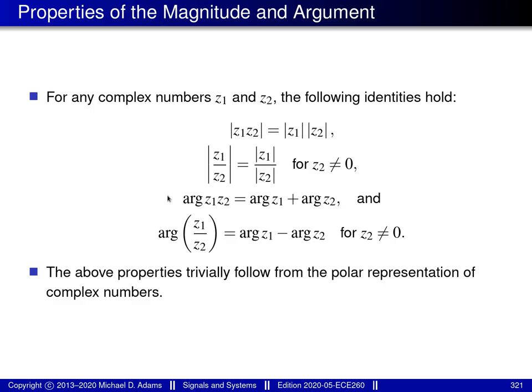The argument of a product is the sum of the individual arguments, and the argument of a quotient is the difference between the individual arguments. In particular, we're subtracting the argument of the denominator from the argument of the numerator. And again, we're assuming that z2 is not 0 because you're not allowed to divide by 0. Essentially these properties all follow quite trivially from the polar representation of complex numbers.